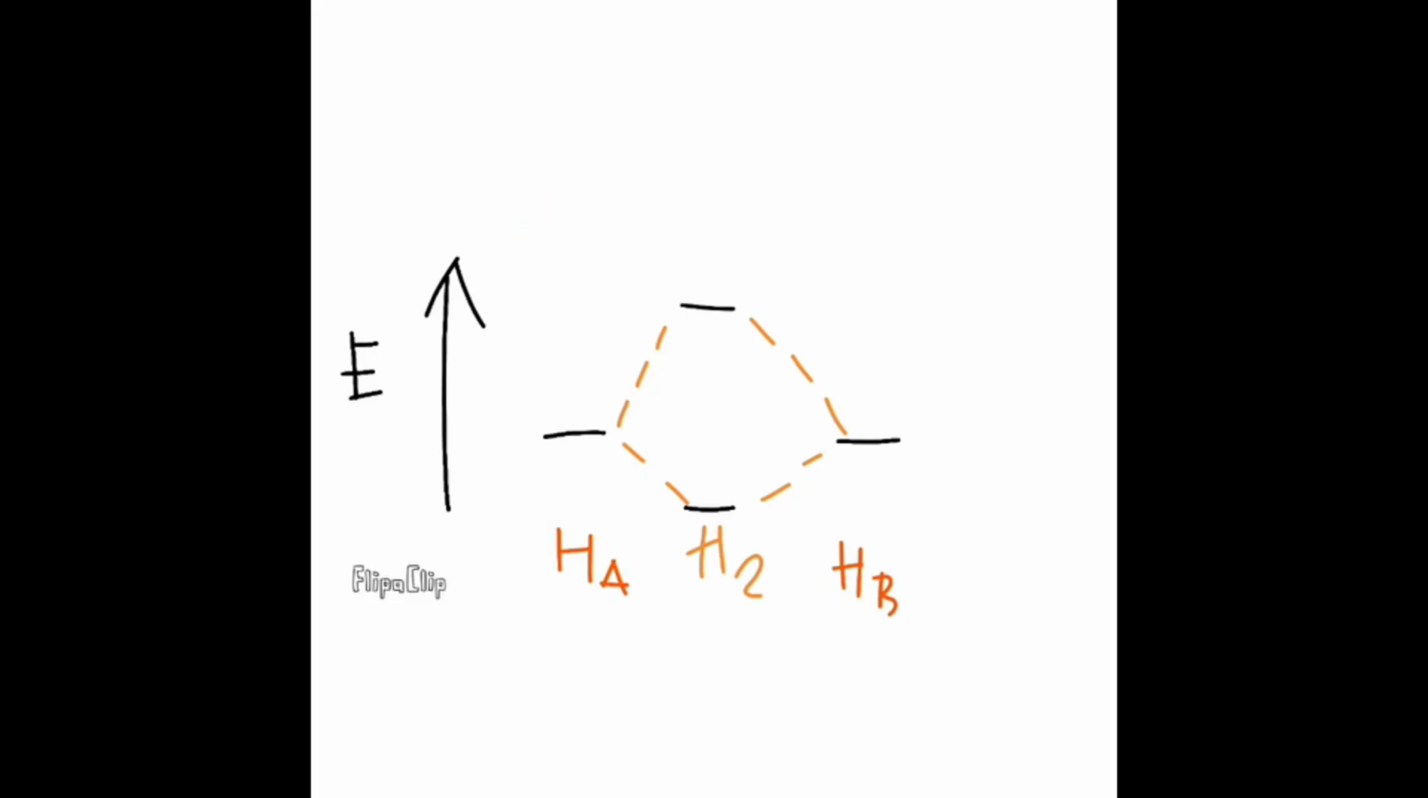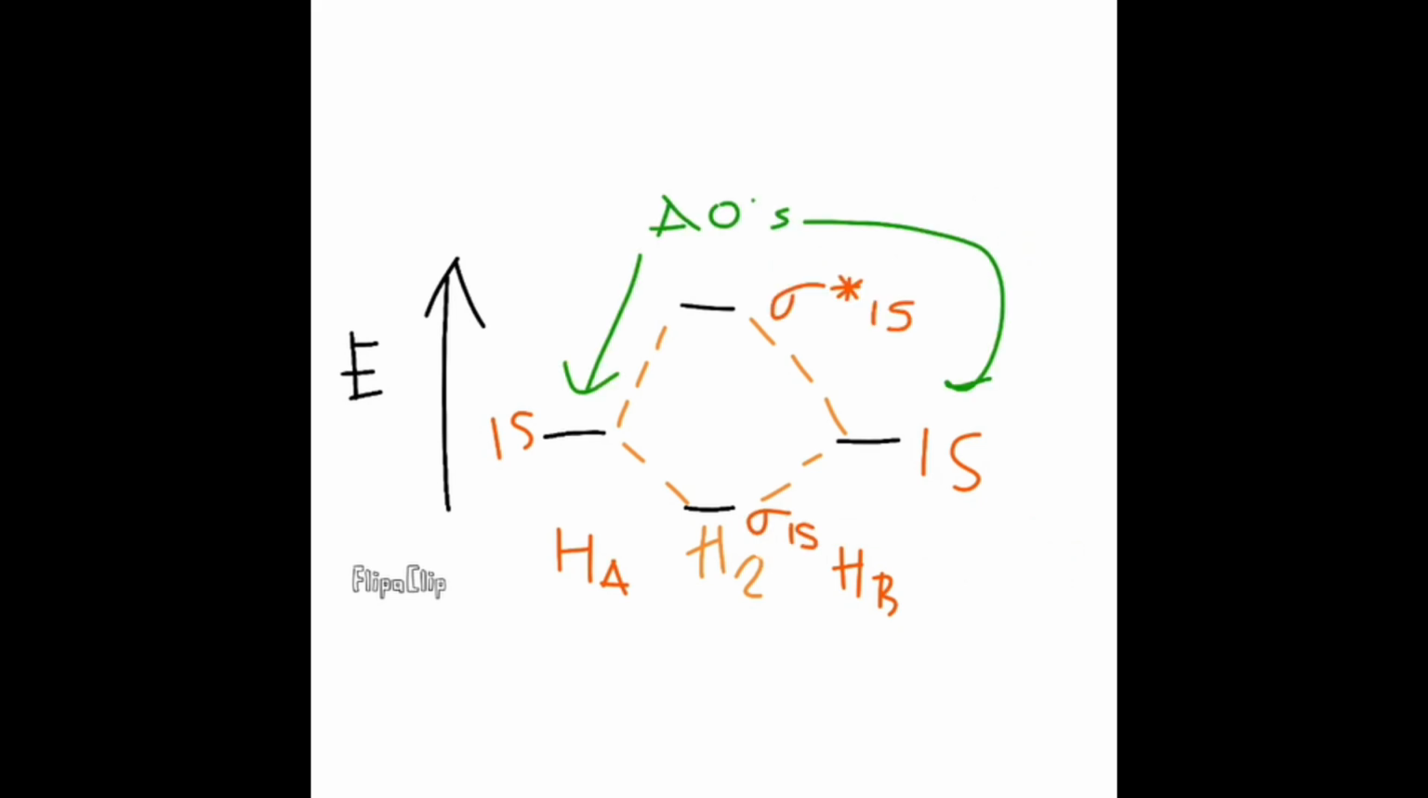Below the atomic orbitals in the diagram is the bonding molecular orbital, as it is lower in energy, and above is the anti-bonding because it is higher in energy. These are represented by sigma and sigma star.